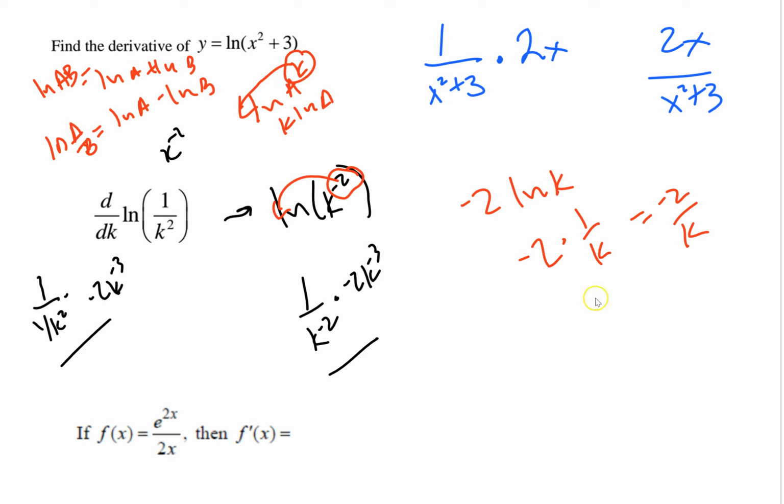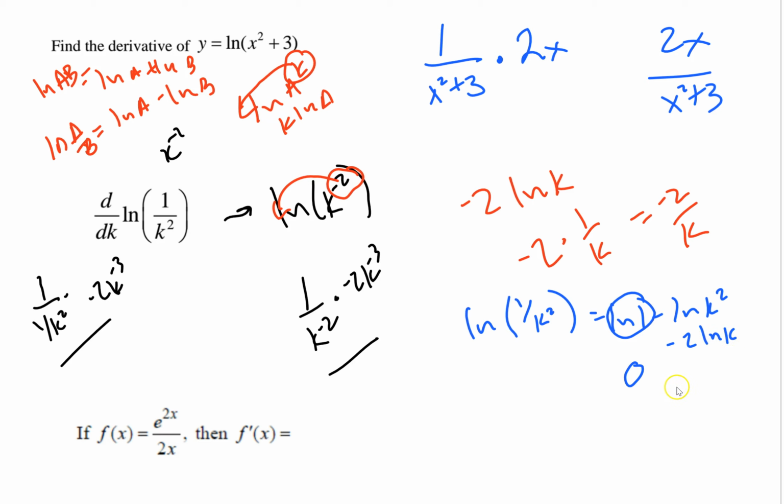And honestly, I just noticed one other way. If I had this, I could use the natural log rule where I subtract. You're dividing, so you subtract: natural log of 1 minus natural log of K squared. Natural log of 1 is 0. Derivative of that is, well, you bring 2 to the front actually, and then take derivative 1 over K. Log rules for the win.